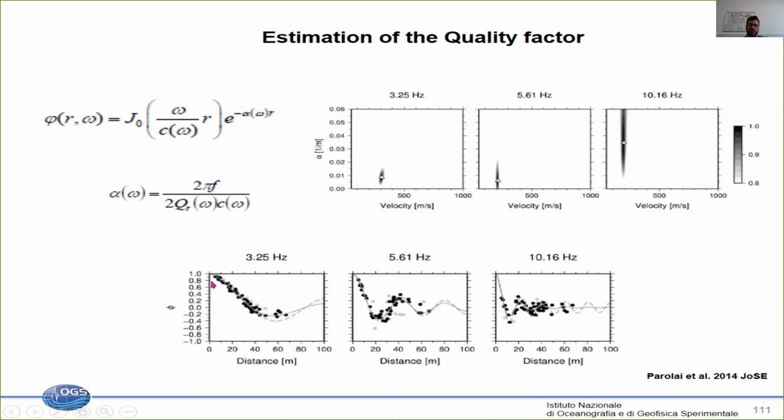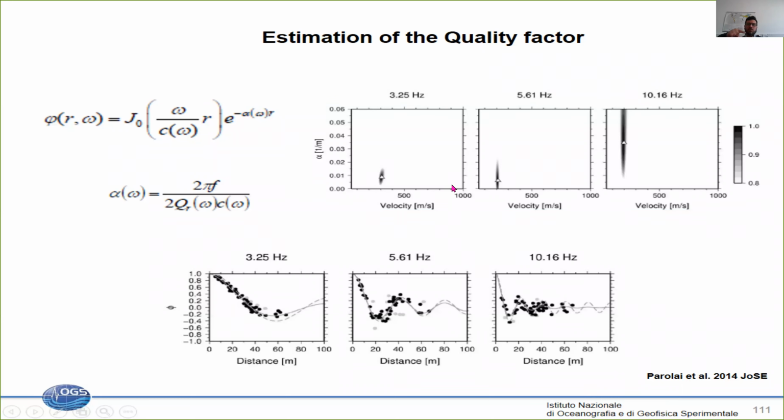So you see some example here. The dashed line was the original curve, or let's say the fitting without considering attenuation. The gray line is the fitting considering attenuation. You see, especially for the points which are farther away, there is some improvement in the fit. In this case, we see the results as a function of velocity.